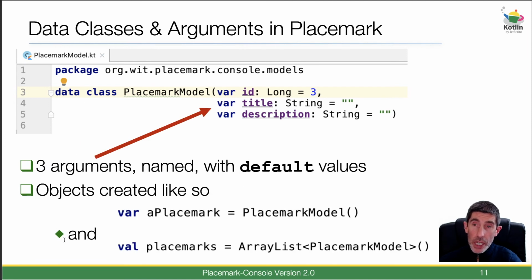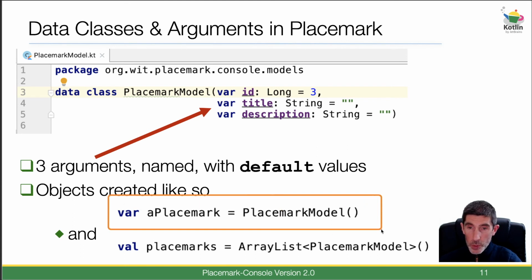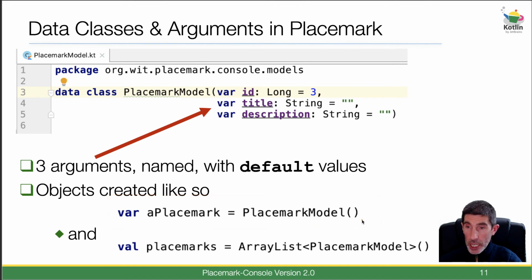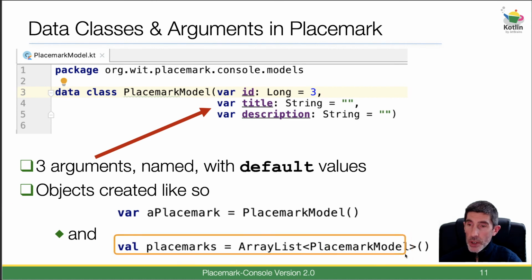We've got our 3 arguments. Again, they're named ID, title, and description, with those default values. How we create them is like so. If we want to create an individual placemark, we can say something like var aPlacemark is assigned just PlacemarkModel. So by doing this, using our default constructor, we will get those values just assigned automatically. Or as we saw in our main.kt, we can create a list of those placemark model objects.